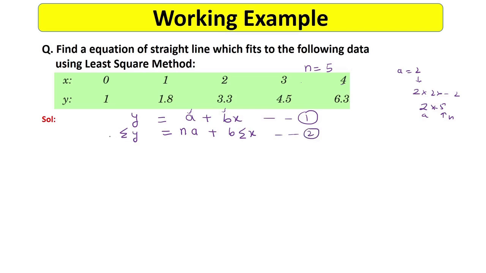Now, next step, what do we have to do? We have found this equation. Now we have to multiply equation number 1 again with x. On this we will get summation of xy equal to, now here it is a, so after applying the summation we will get a into summation of x, because the summation is applied on the x, plus here it will be b. Here x is already there, and we are multiplying this again with x, so it will be x square. So this is equation number 3.